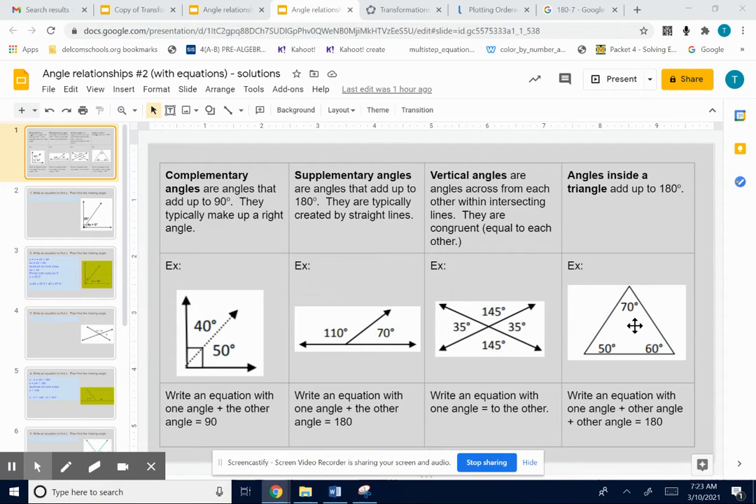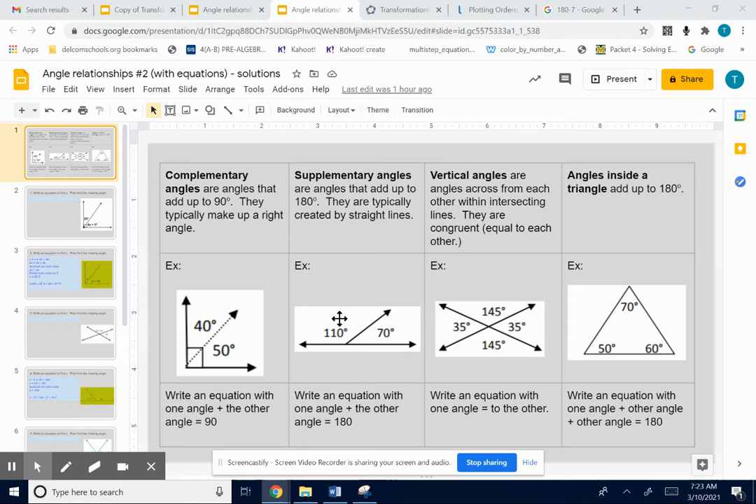I'll go through an example of each, and I'll flash the solutions up so you guys can check them after you do them. But this is the big idea. When you have two angles that make up a right angle and you have expressions, just write an equation with one expression plus the other expression equal to 90. One angle plus one angle equals 90.